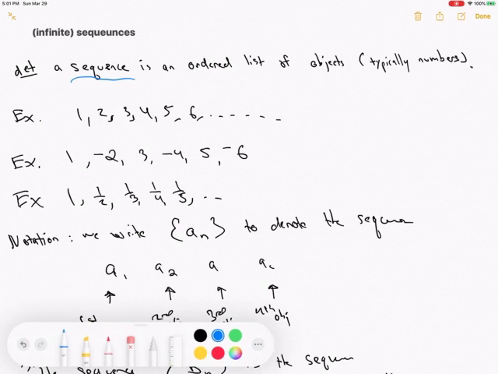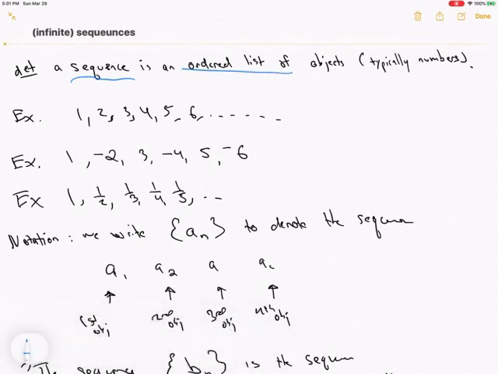And so what is a sequence? A sequence is an ordered list. That's the important thing, that there's this structure. It's all about it being ordered. Okay, so what are some examples of sequences? Well, we start counting 1, 2, 3, 4, 5, 6. That's a sequence of numbers.